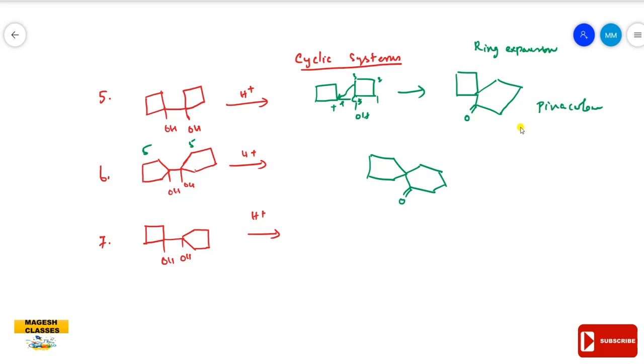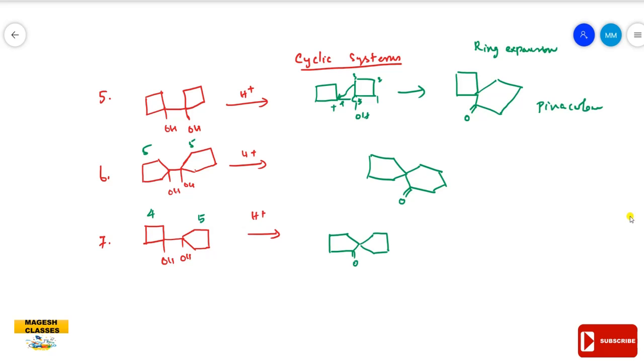Okay, here the 2 rings are of the same size, and in the 6th problem also the 2 rings are of the same size. And see the 7th one, here one is the 4-member ring and another one is a 5-member ring. Which one is going to be expanded? The lower ring is going to be expanded. So you can predict the product like this. So it is a 5-member ring, and to this it is expanded. So the lower member is converted into a 5-member, and another 5-member is like this. To the alpha position, the carbonyl group is present.